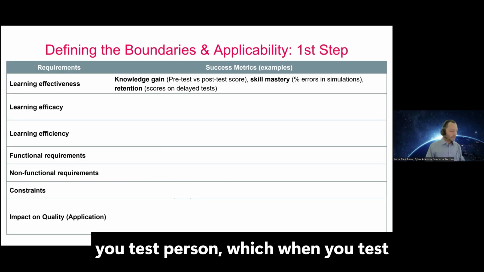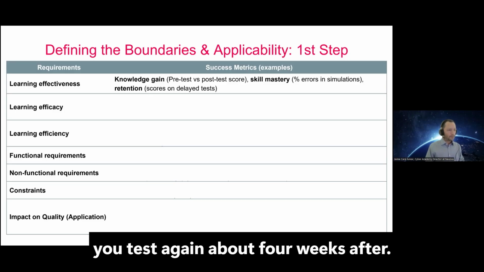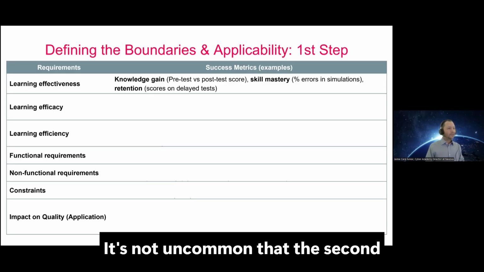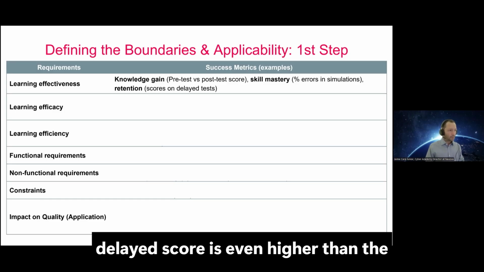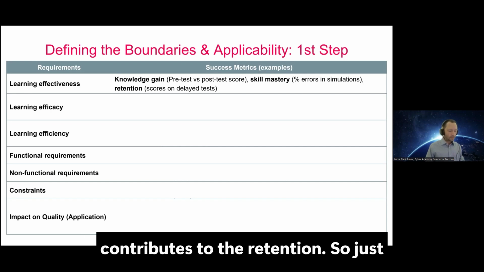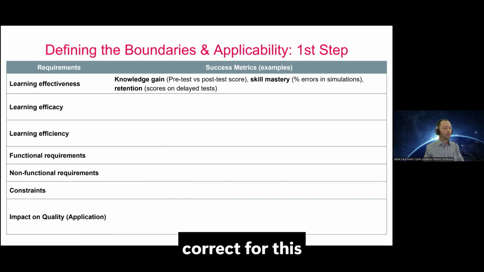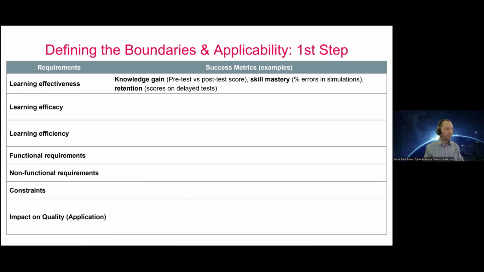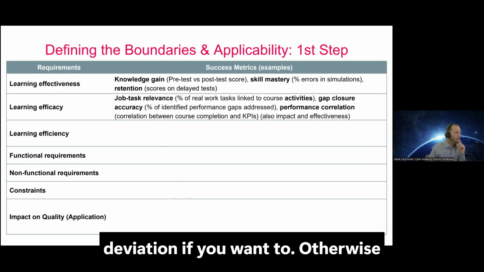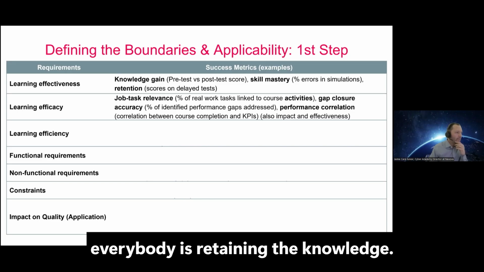So when you test somebody, say 2 weeks after, and then you test again about 4 weeks after, it's not uncommon that the second delayed score is even higher than the previous one, because the previous one contributes to the retention. So just keep that in mind. You might have to correct for this deviation if you want to. Otherwise, you can just be happy that everybody is retaining the knowledge.